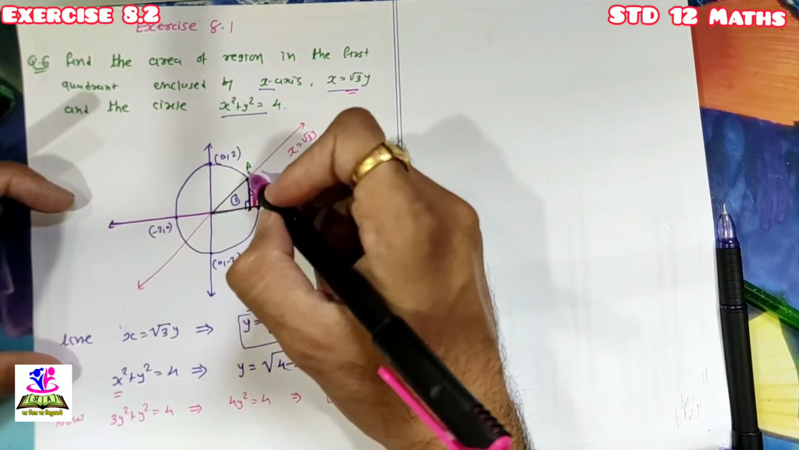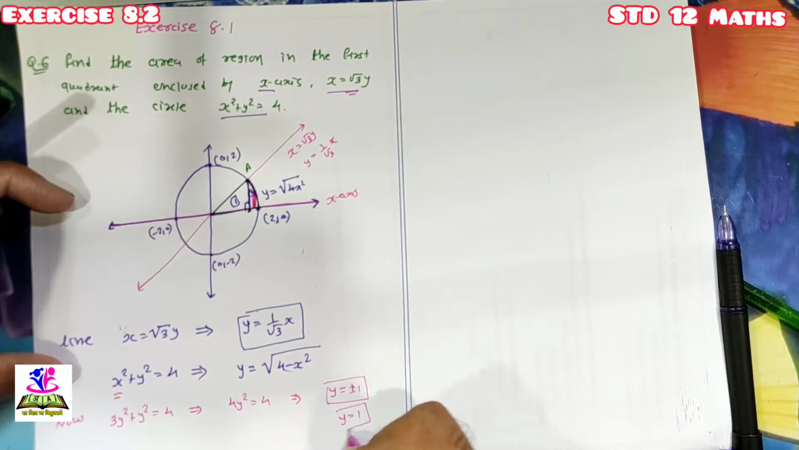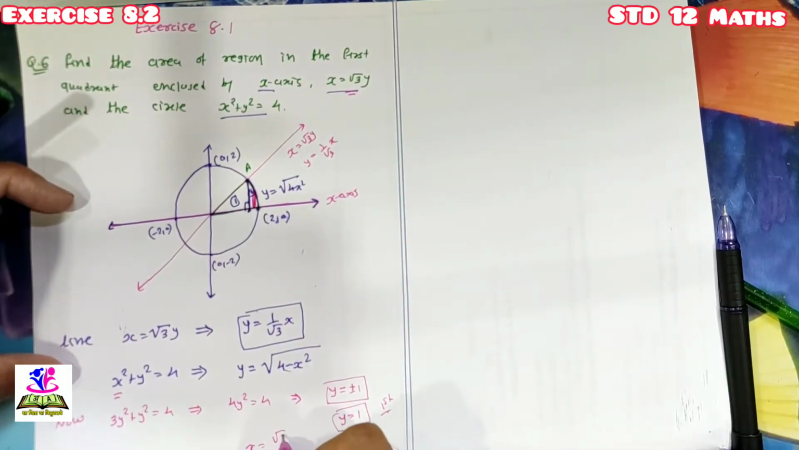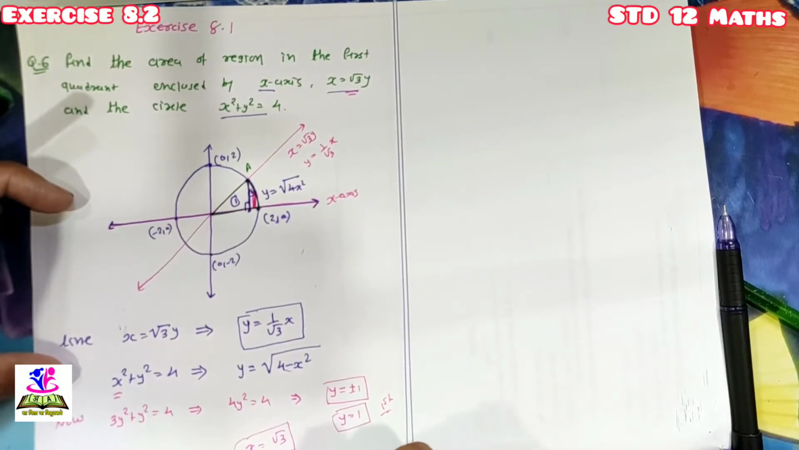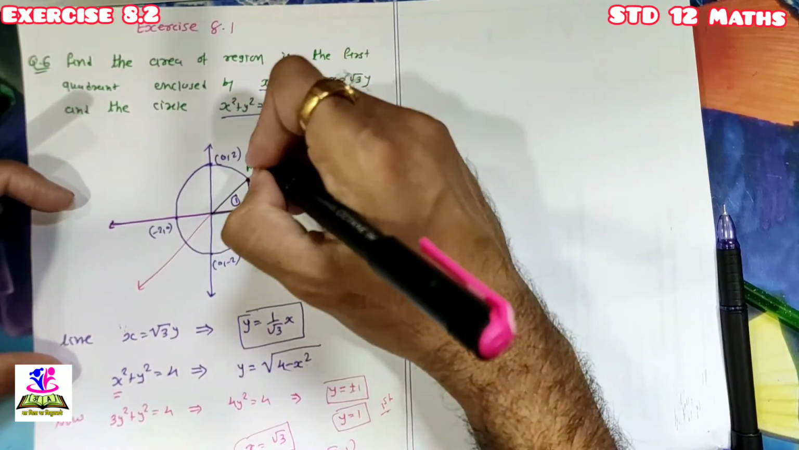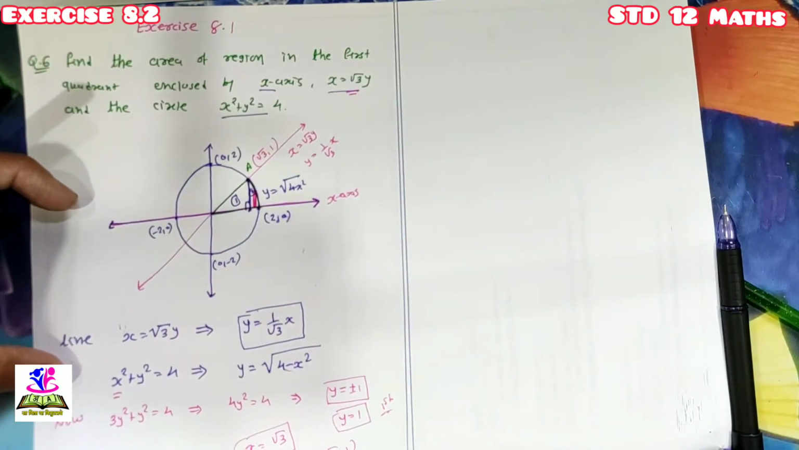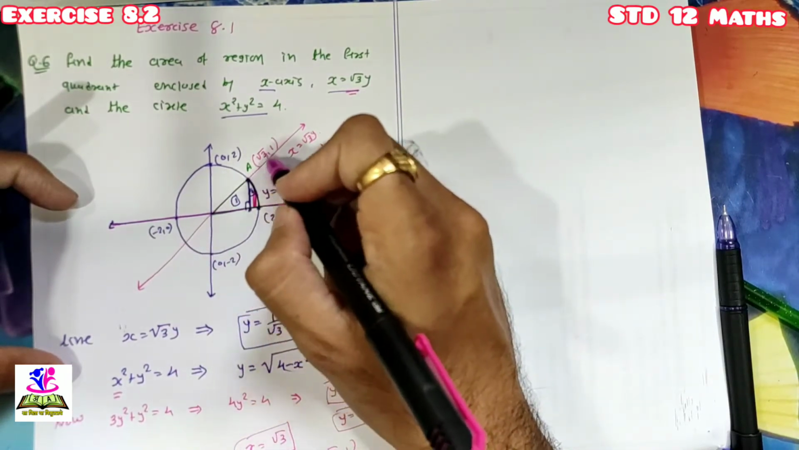फर्स्ट क्वाड्रेंट में y कैसा होगा, पॉजिटिव, सो टेक y इक्वल टू plus 1, है ना, फर्स्ट क्वाड्रेंट में है. सो फॉर y equal to plus 1, द वैल्यू ऑफ x इज root 3. सो कोऑर्डिनेट्स ऑफ दिस पॉइंट A आर (root 3, 1). तो ये जो पॉइंट इंटरसेक्शन पॉइंट सर्कल और लाइन का, उसके कोऑर्डिनेट्स होंगे (root 3, 1). Clear? So coordinates of this point A, which is the intersection point of line y equal to 1 upon root 3 x and circle, is (root 3, 1).